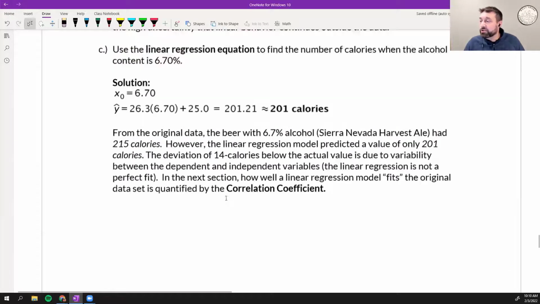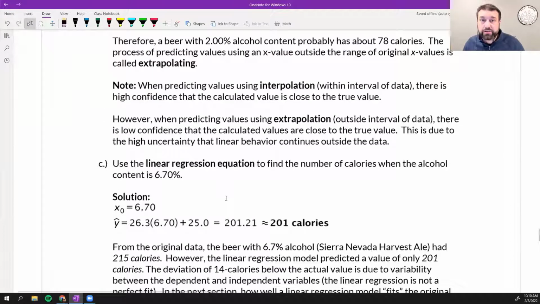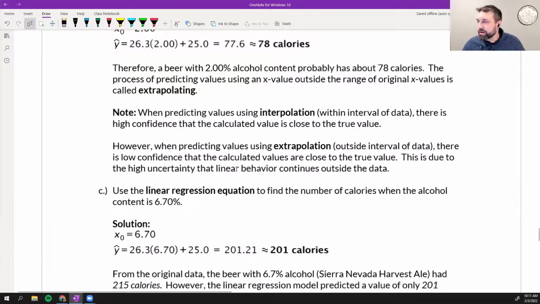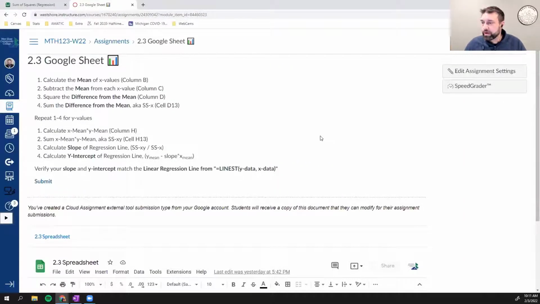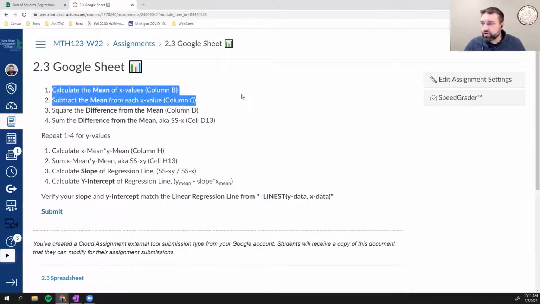And so what we're going to do now is I'm going to show you how to do this in the Google Sheet, okay? So that's all we're going to talk about: getting to this linear equation. And now let's show you how to do it in the Google Sheet. So here's the Google Sheet for 2.3. And you'll notice the instructions are all given to you step by step right here.